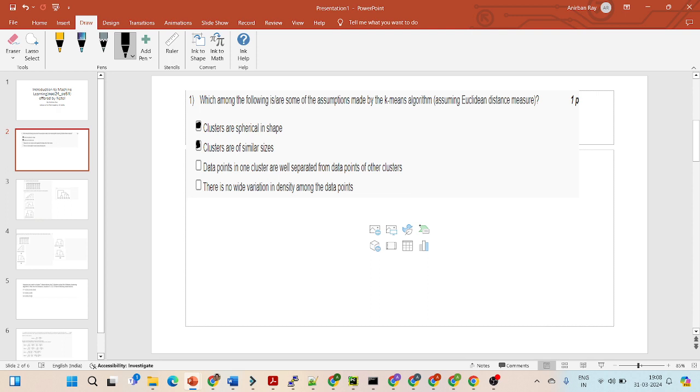It may not be in the third case actually. May means it may not work that well. And the last part is there is a variation among data points, but inside the cluster, variation will be less. Variance among the data points will be less. So this is the idea in the k-means algorithm.